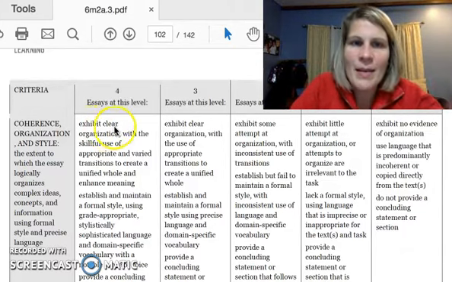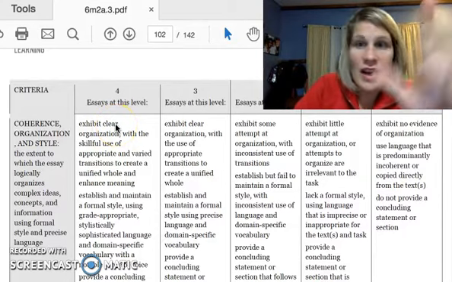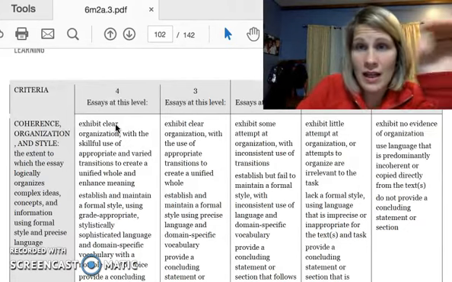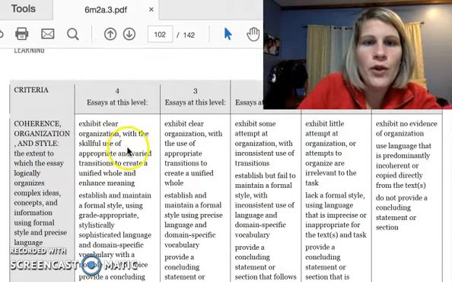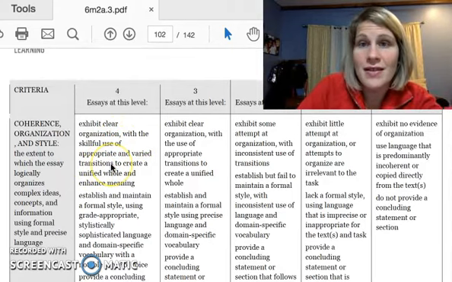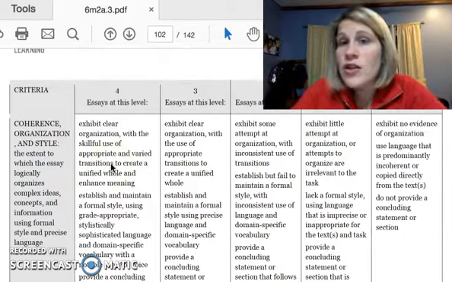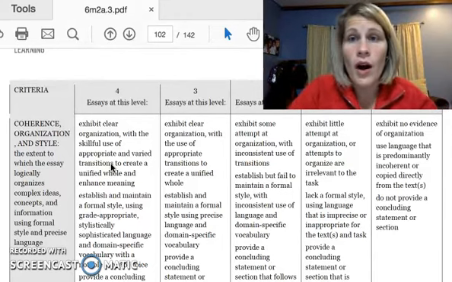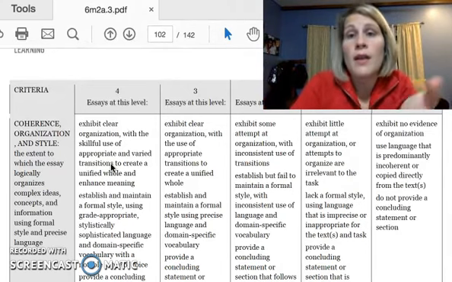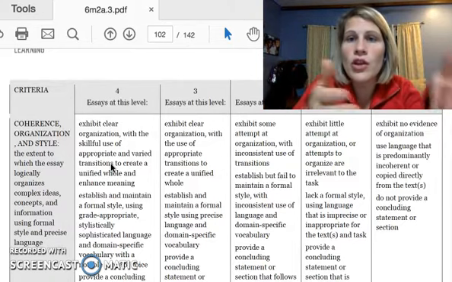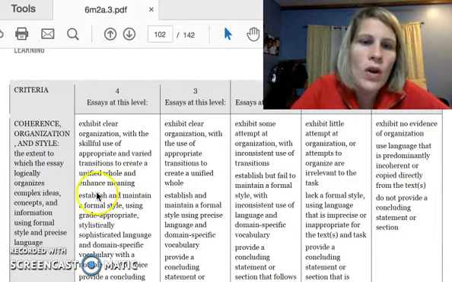So here we go. Exhibit clear organization. This is where your outline comes in. Introduction. In your introduction, you say the 3 topics. In each body paragraph, you talk about one of those. With the skillful use of appropriate and varied transitions. The transitions are first of all, secondly, as you can see, furthermore, on the other hand, all of those phrases, in conclusion, okay, are transitions. Learning how to use those helps the organization of your paper. To create a unified whole and enhance meaning.